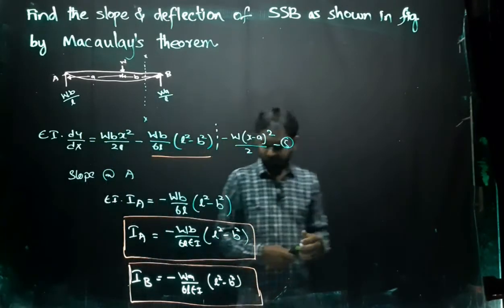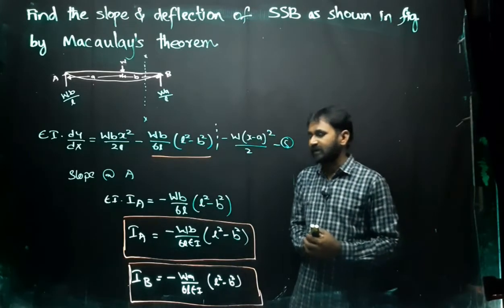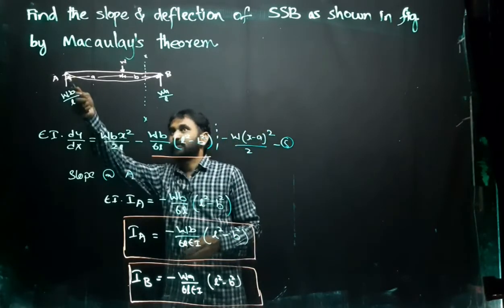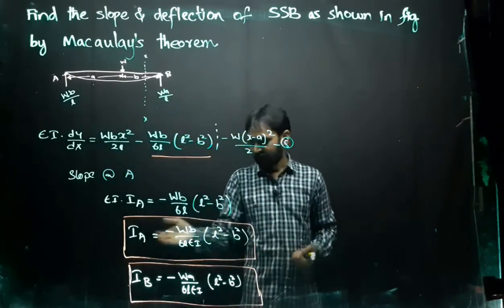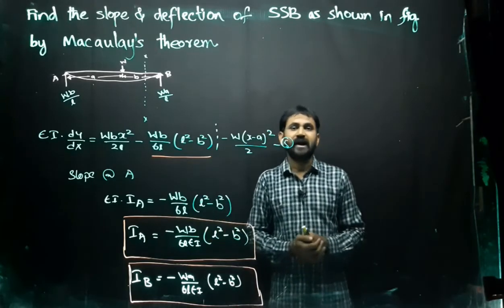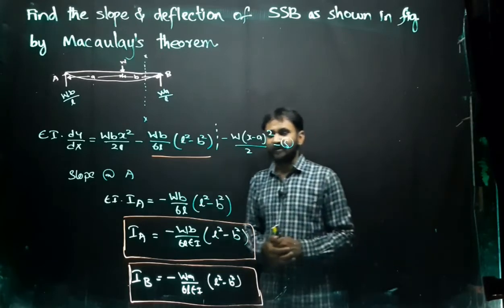Now I need to find the deflection. So where is my deflection? That I have to find out. I got the slope at this point and at this particular point, that is minus WB by 6L EI into L square minus B square. Now I have to find my deflection. So let's see the deflection.